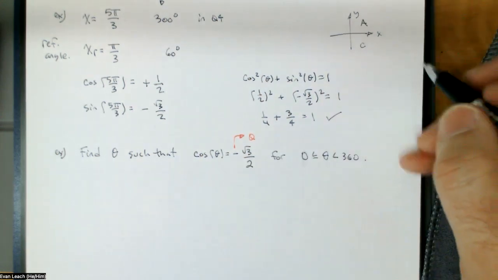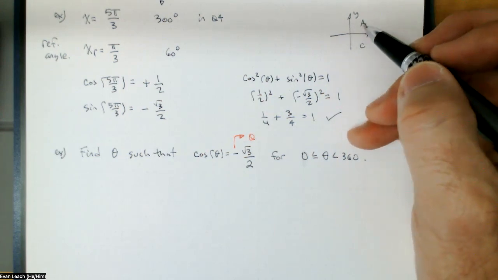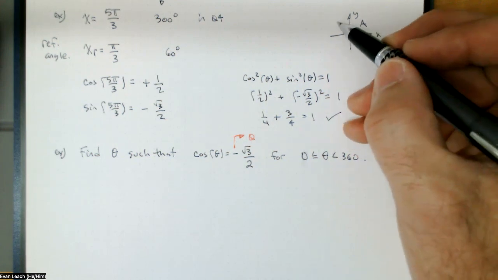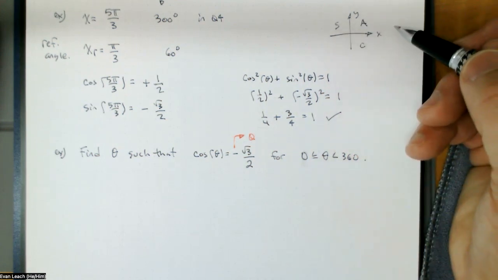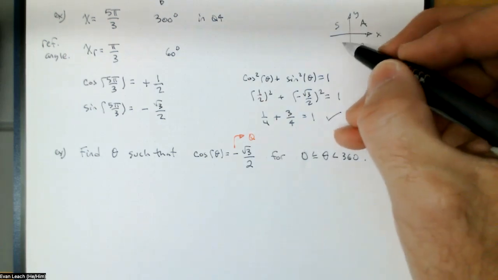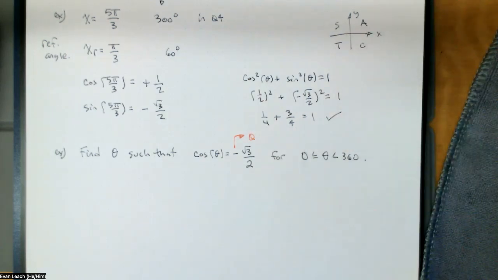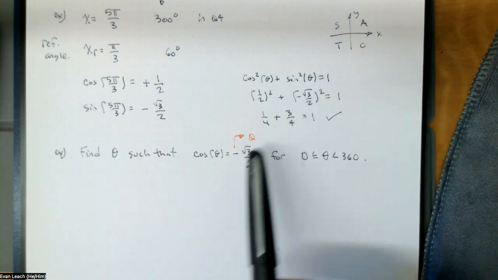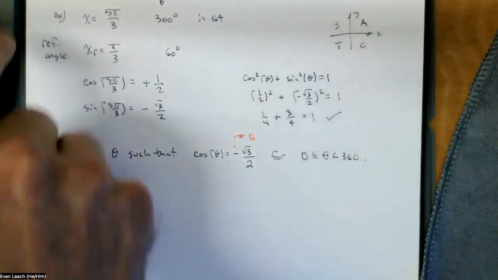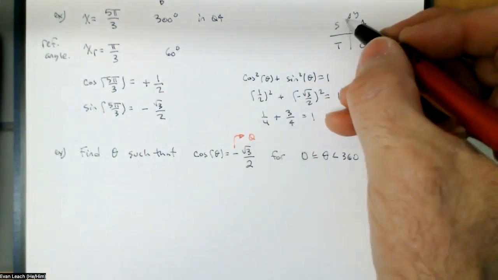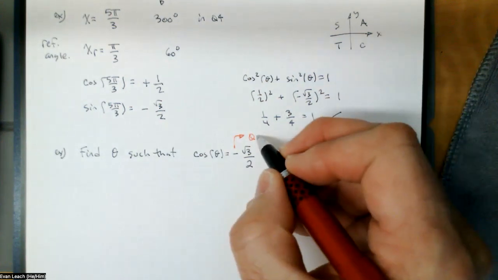All of them are positive here. Sine is positive when y is positive, so sine is positive in the first and second quadrants. Tangent is positive when x and y are the same sign, so in the first and third quadrants. So cosine is negative when x is negative. So cosine is negative in the second quadrant and the third quadrant.